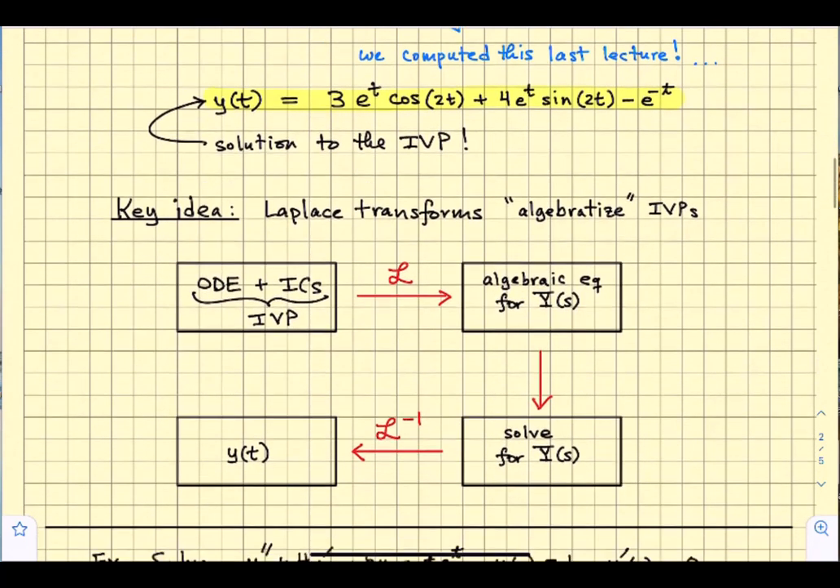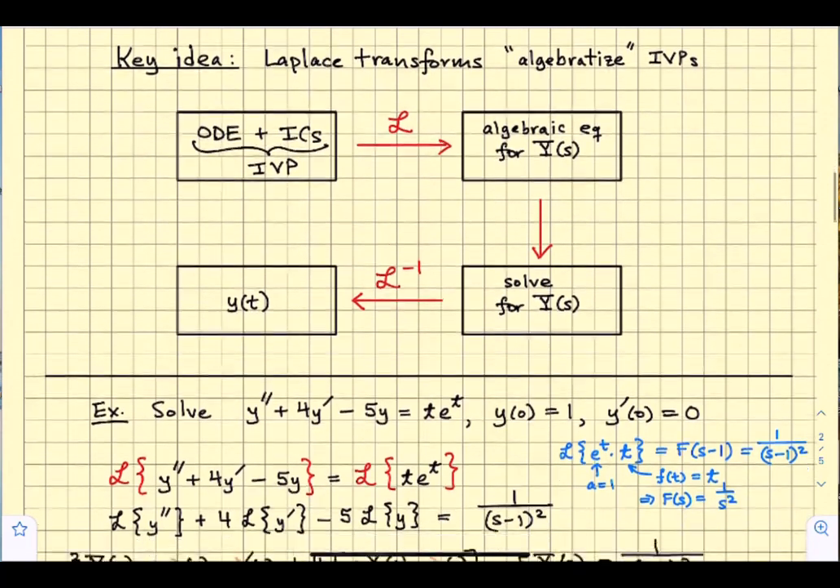So the key idea of Laplace transforms is that they quote-unquote algebraize initial value problems. What I mean by that is if you have a differential equation plus initial conditions, so you have an initial value problem, if you take the Laplace transform of this problem, it maps it to an algebraic equation for big Y of s.